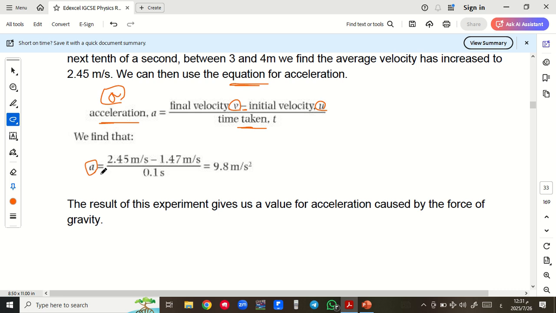We all know that acceleration is measured in meters per second squared, and acceleration due to gravity on Earth equals 9.8 meters per second squared.